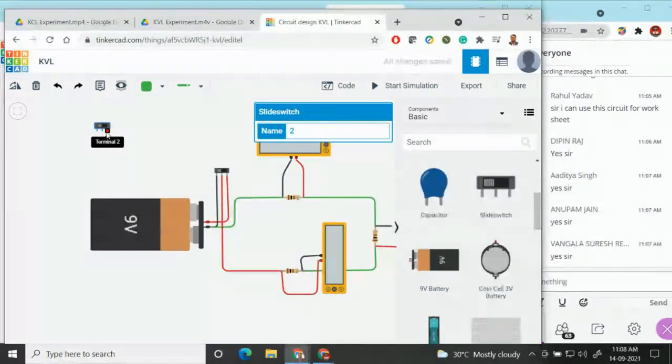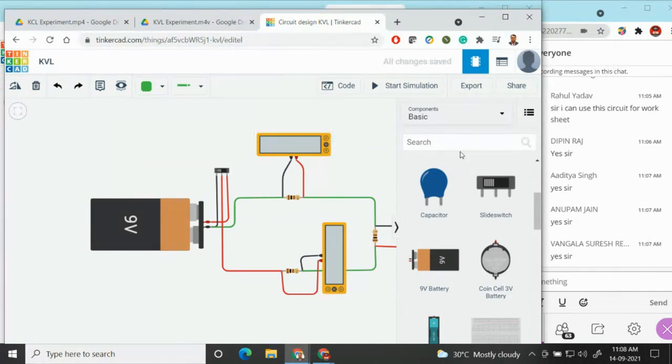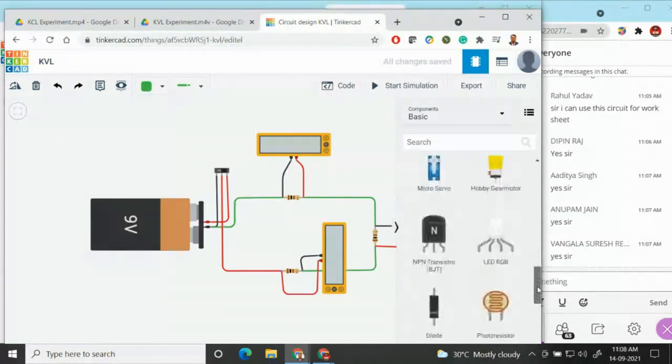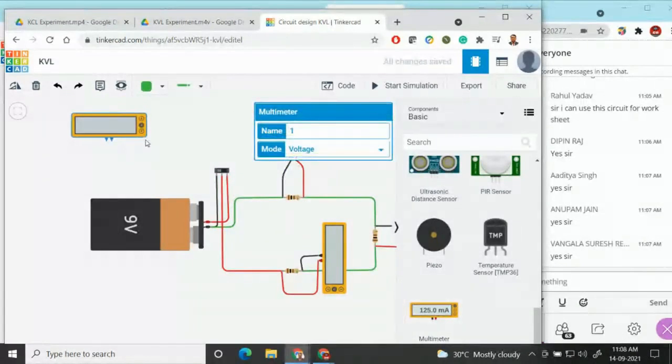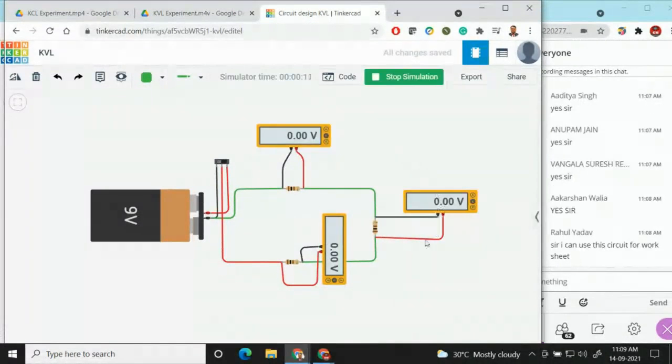There are three terminals. Terminal 2 should be positive, terminal 1 should be negative, and common is connected. When you press the button, it will pass the current, otherwise it will not pass the current. It will remain off. And from here you will find the multimeter. You can select that multimeter using drag and drop, and you can place positive to the positive connection, negative to the negative connection. The multimeters are showing zero voltage.